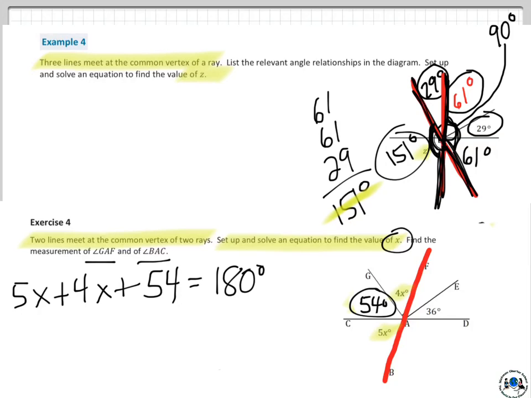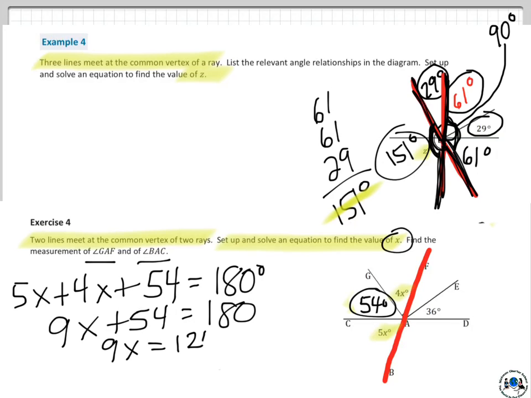So there we go. You know what to do. 9x plus 54 equals 180. 9x equals 126. Is that right? 126. And the final step, 1 over 9 times both sides, is going to give us x equals 14. So x equals 14 degrees right there.